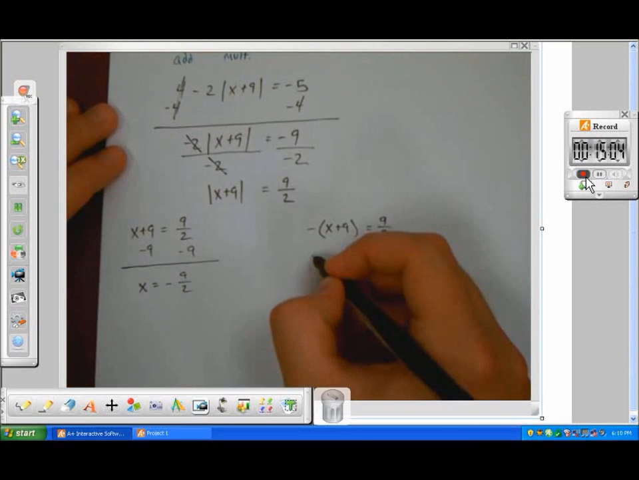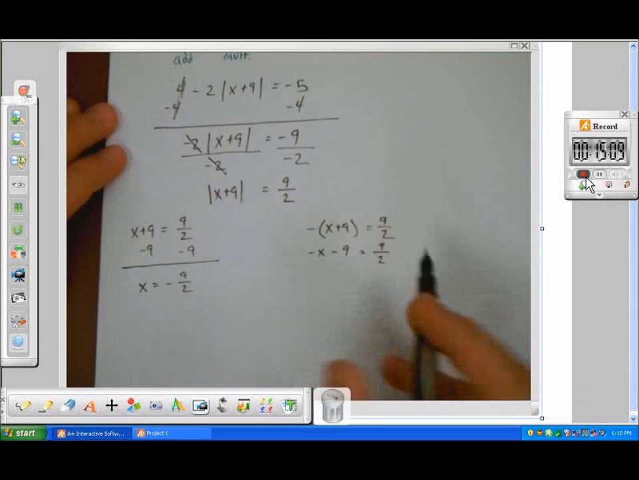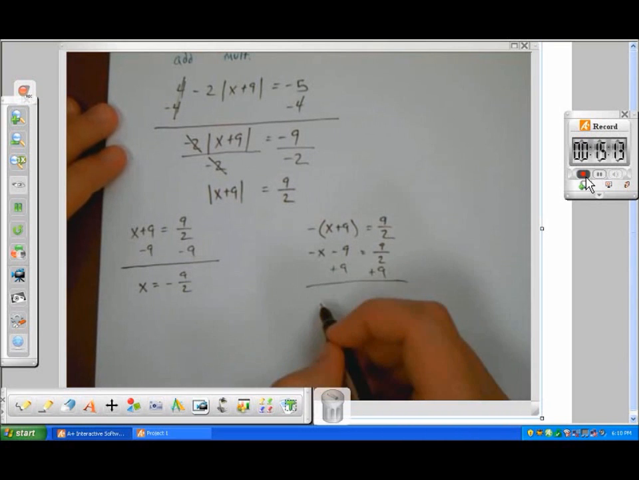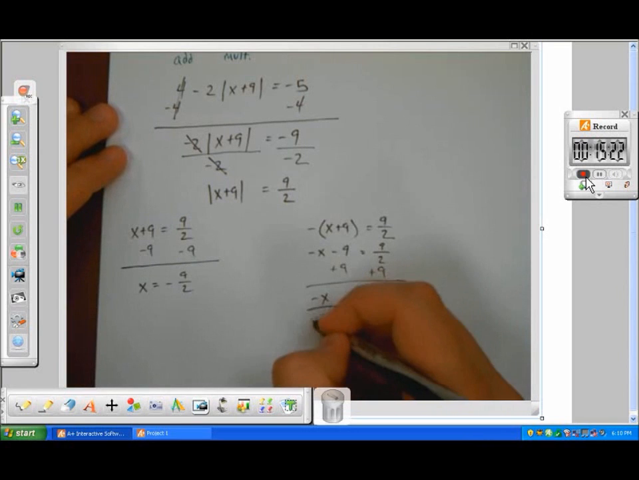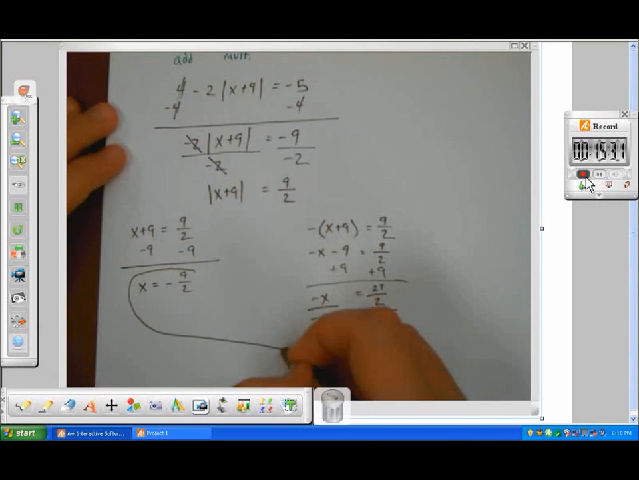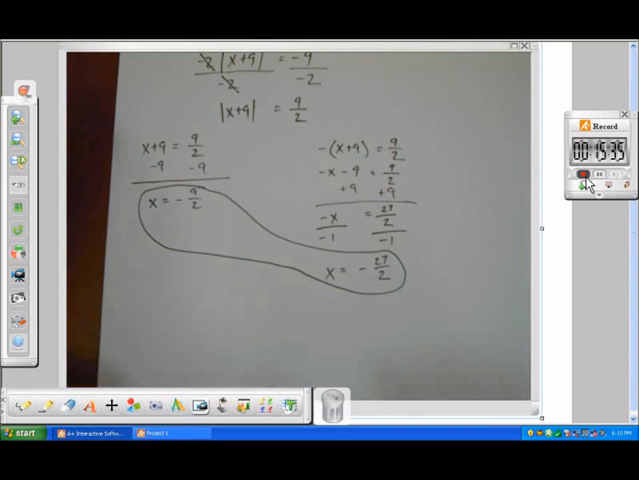The second one over here is negative x minus 9 equals 9 over 2. I would add 9 to both sides. Negative x is equal to, in this case, this is 27 over 2. And then divide both sides by negative 1. X equals negative 27 over 2. So those are our answers.